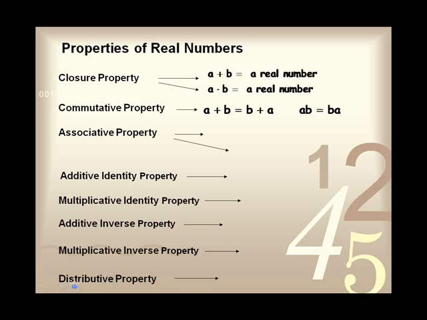The associative property is very similar to the commutative property, except you deal with 3 numbers. So if we were to add A, B, and C, and let's say we add A and B first and then add C, that's going to be the same thing as adding B and C first and then adding A. Same idea with multiplication. If you multiply A and B together and then multiply C in, you're going to get the same value as if you multiplied B and C first and then multiplied A in. And so that's the associative property of multiplication.